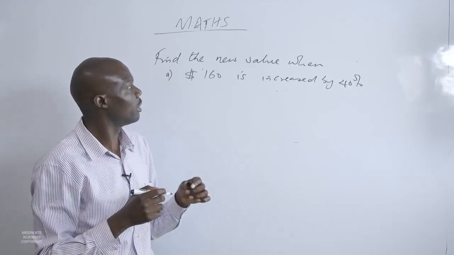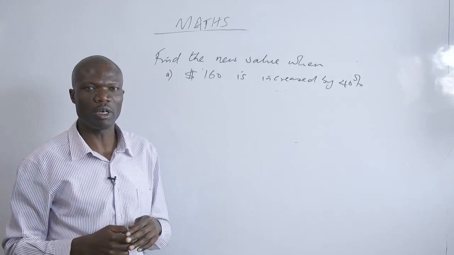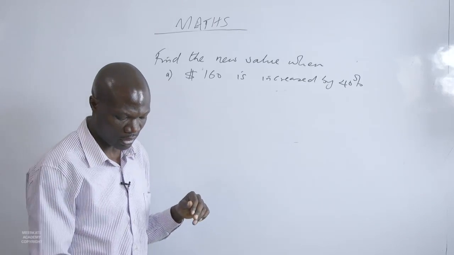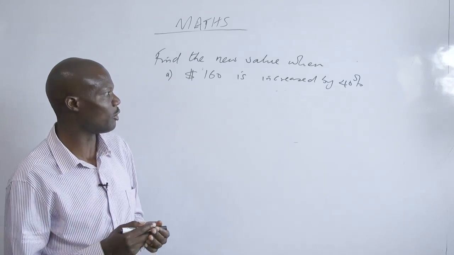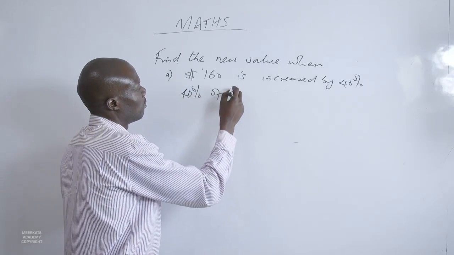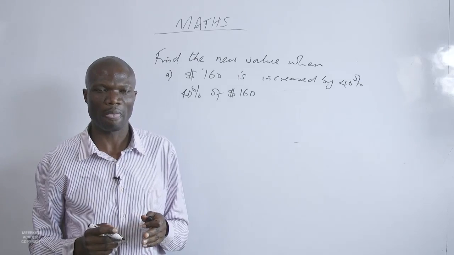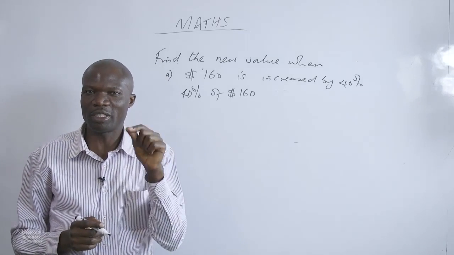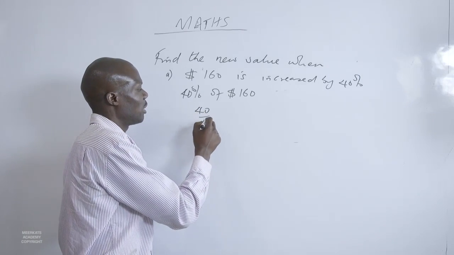We shall go step by step. Find the new value when $160 is increased by 40%. $160 is increased by 40%. Now, this is the same as percentage of quantity, which implies you can write our statement and say we are looking for 40% of $160. And we said in our previous lesson that when you are looking for percentage of quantity, first convert the percentage into a fraction. So I'll start by that. 40% is 40 over 100.